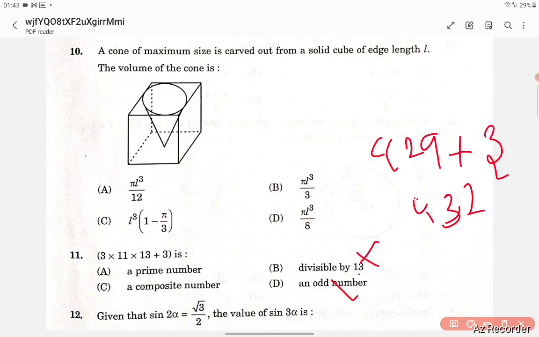Is it an odd number? No, it's not an odd number. Is it a prime number? No, it's not a prime number, so it's a composite number.